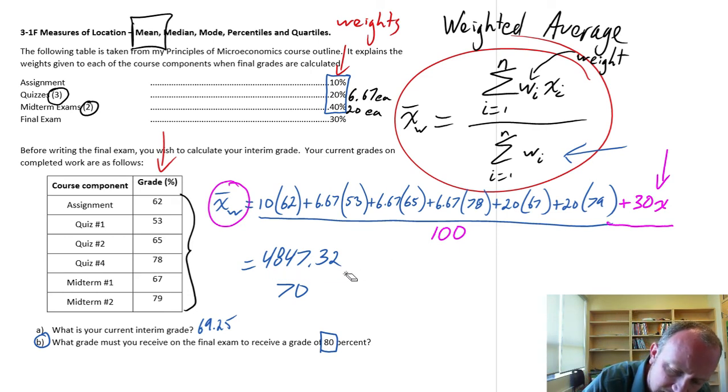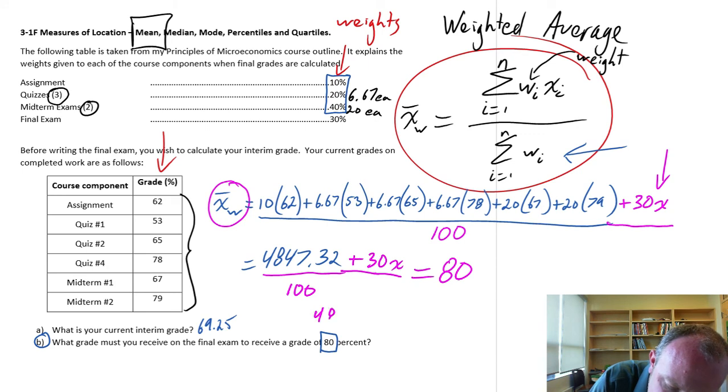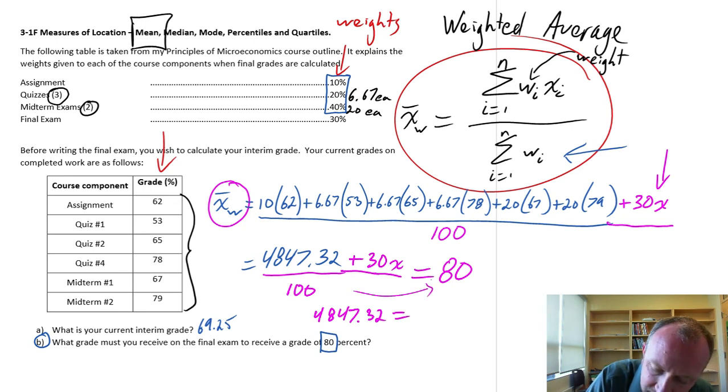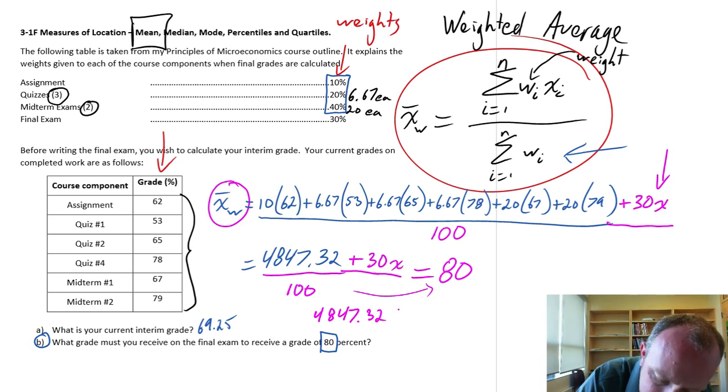So if I add that to this calculation here, this is now divided by 100, and here we're just adding on this 30x, and I want to receive a grade of 80%. So now we just solve this for x. If I rearrange this a little bit, I'll have 4847.32 equals, so if I bring this 100 over, this will be 8,000. Oops, I missed an important piece of information here. 4847.32 plus 30x equals 8,000.